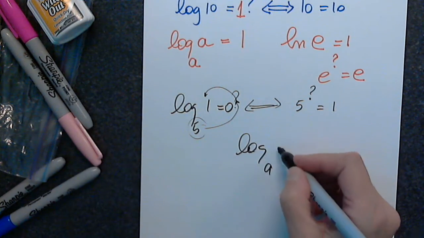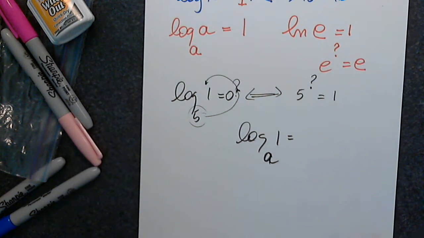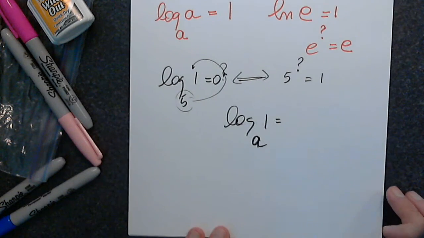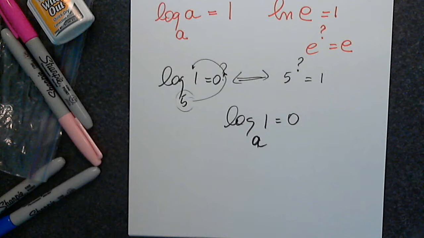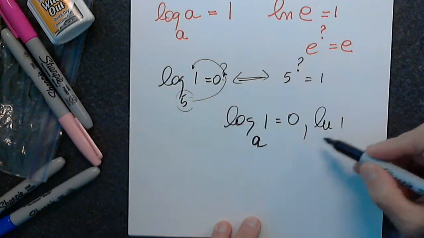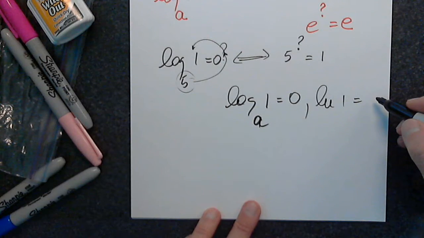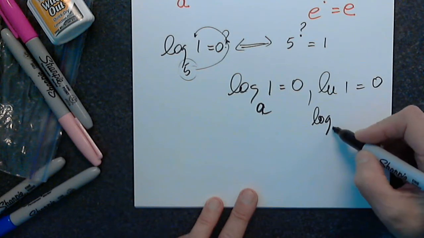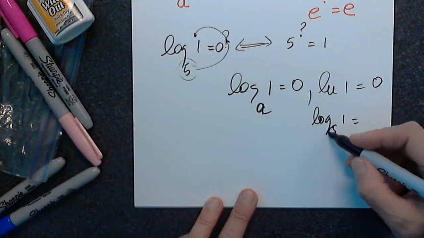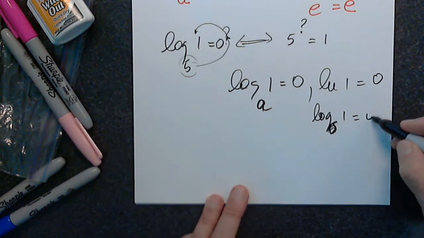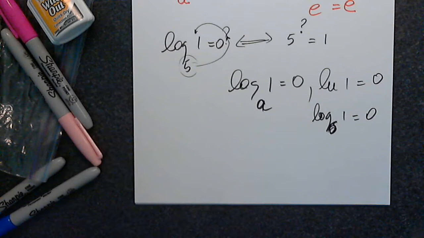So log in any base of 1, any base, you name the base, of 1 will always be 0. Log in any base of 1 is 0. What about natural log 1? 0. What about log base 5 of 1? I should have chosen, let me choose 6. 0. Log in any base of 1 is 0 indeed. Very good.